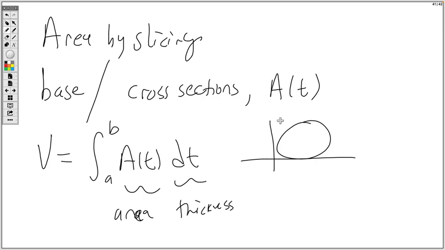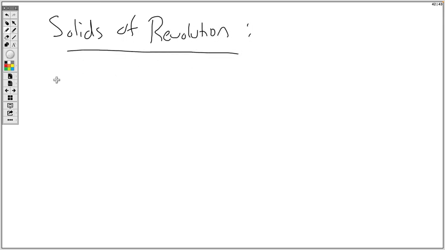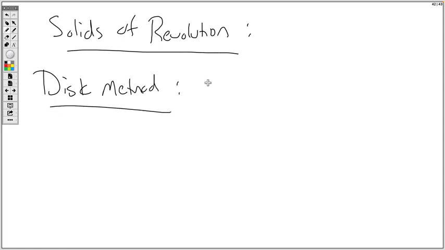If this is your base, you want to draw on your representative rectangle. The thickness is either going to be the dx or dy, depending on what axis you're chopping up. A special case of this is when you have solids of revolution. Today we talked about the disk method. Tomorrow we'll talk about a different method.